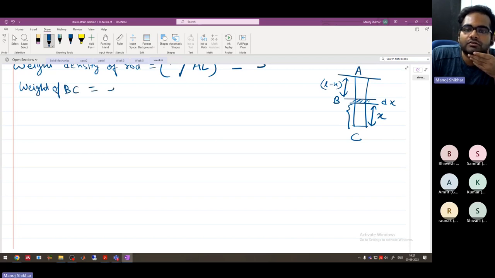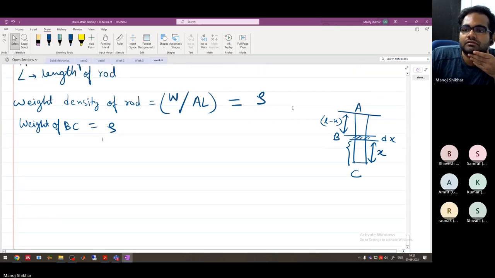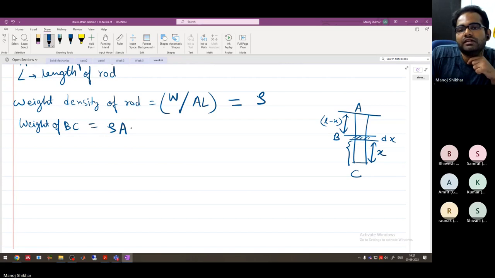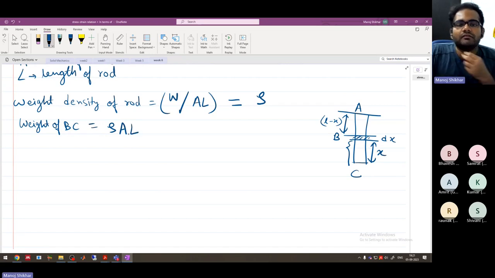This is rho times the area of the cross section times L, the density times area into L. Now, in this case, the assumption is that area is constant. That's why I'm able to write A here. Suppose if area was not constant, we would have to find the total volume and write rho as W by total volume of the rod. And here it was AX then. Weight of BC will be AX.